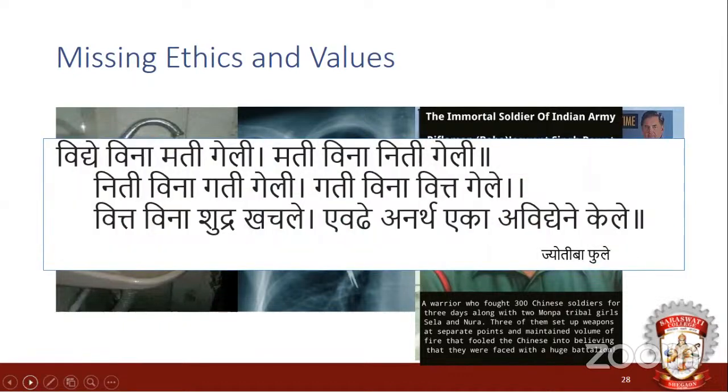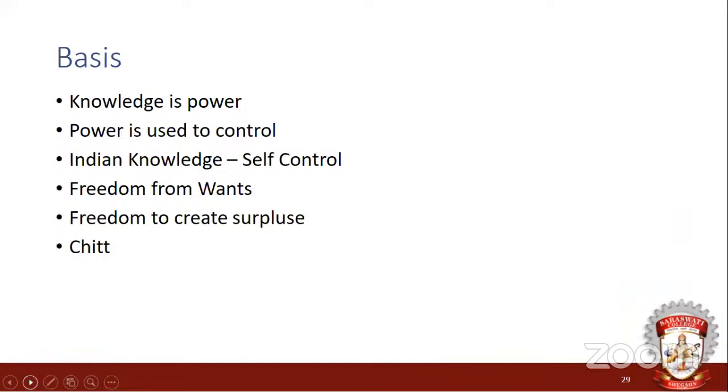Now, you read this, and I need not explain it much. I'll skip this in the interest of time. Let's now get into the hardcore Indian knowledge system. As we agreed so far, knowledge is power, based on various things we have discussed. Power is used to control. Indian knowledge talks about controlling the self.